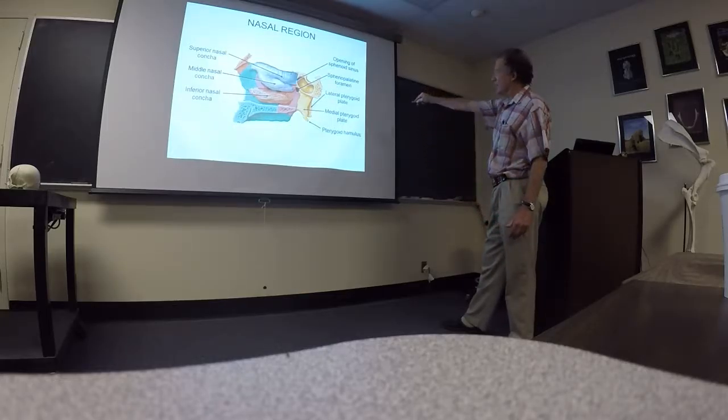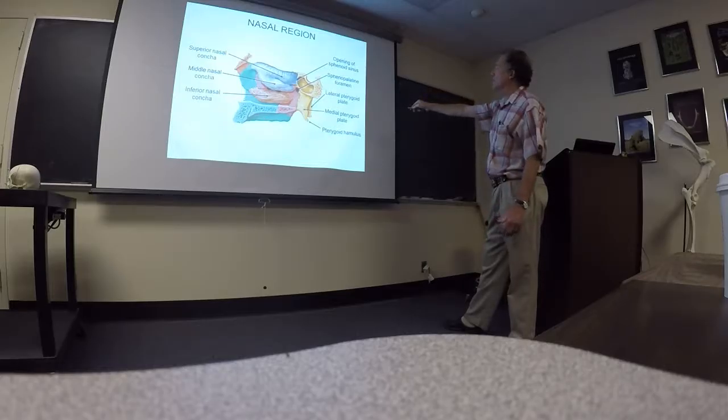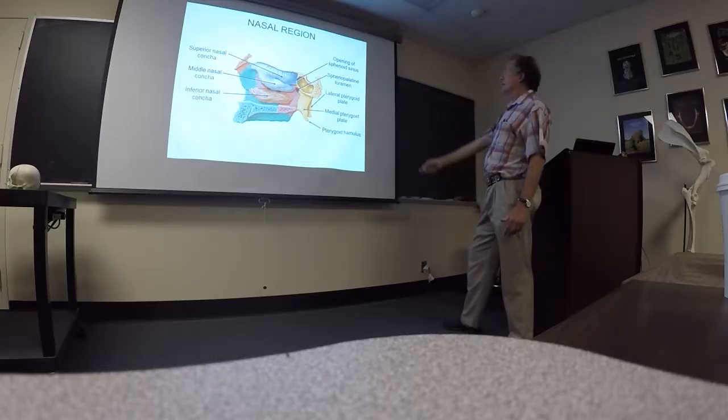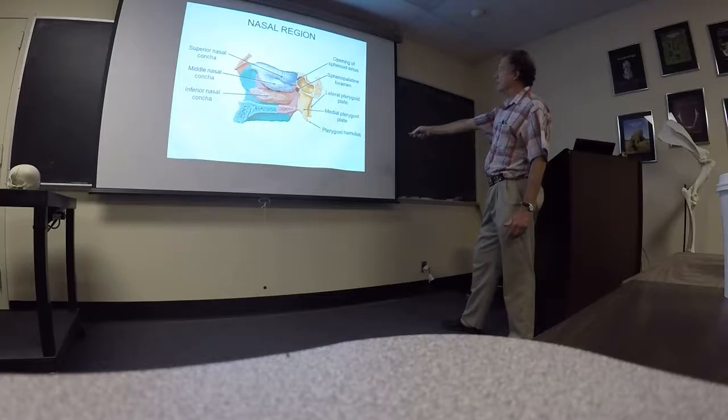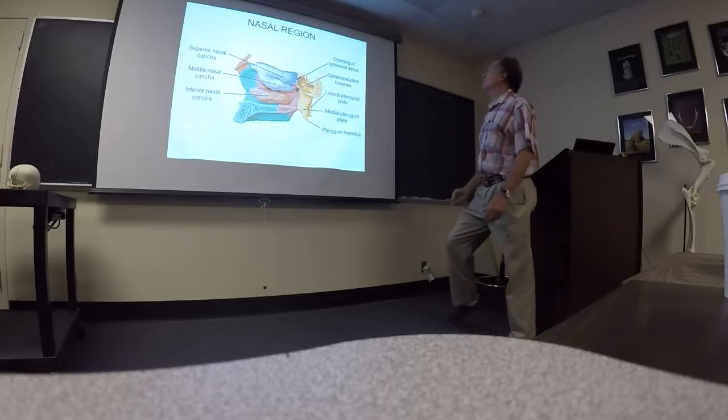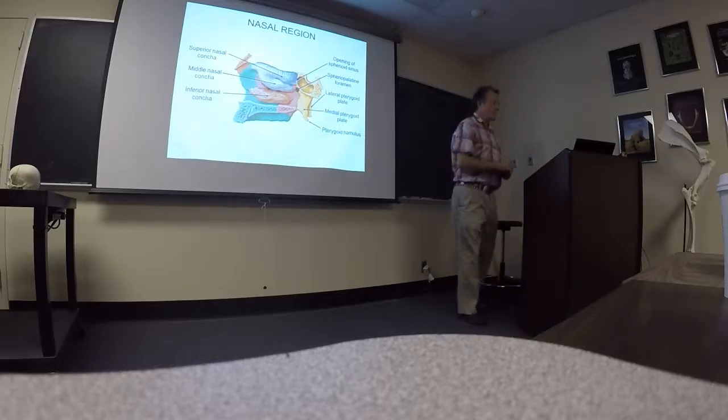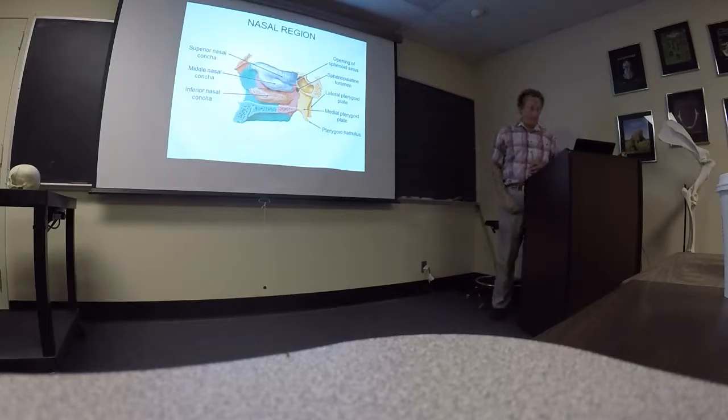And here's our pterygoid plates again, right? The medial plate, the lateral plate, and coming off the medial plate, this little protuberance known as the pterygoid annulus, which you can all see from the bottom.